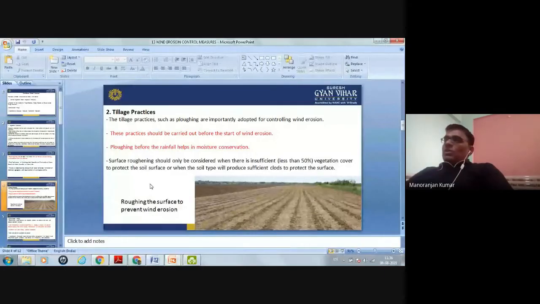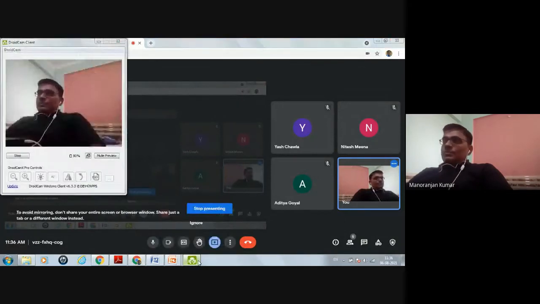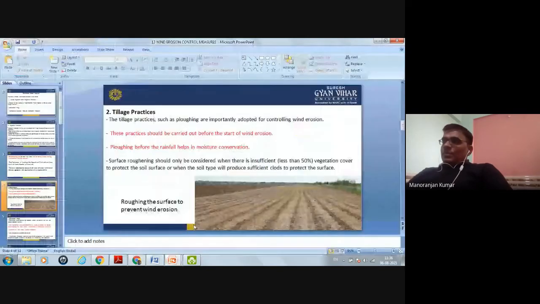When the soil type will produce sufficient clods to protect the surface. So in this picture you can see the roughening of the surface has been done to prevent the wind erosion.